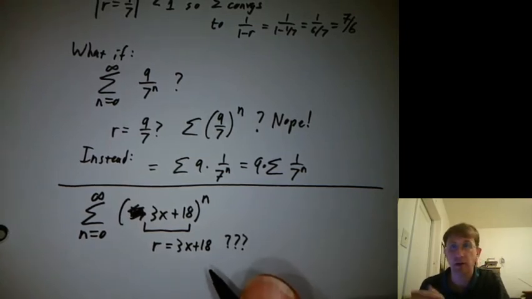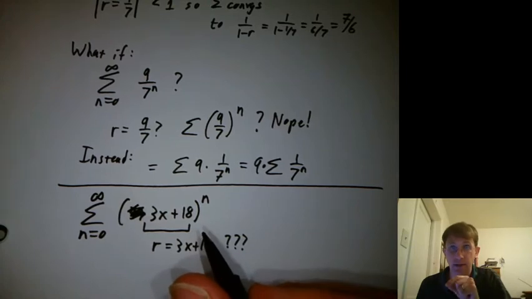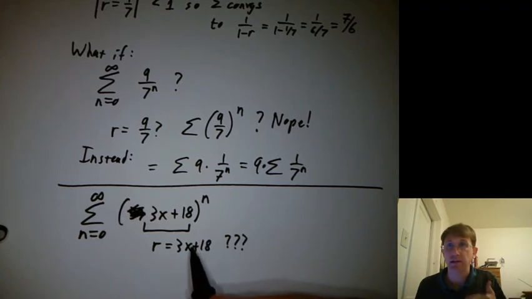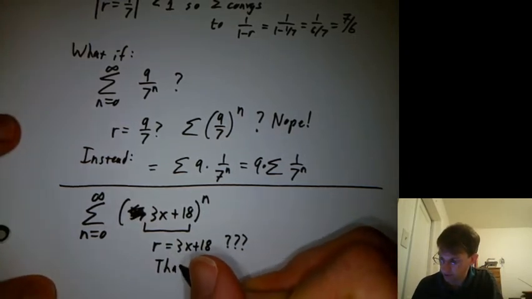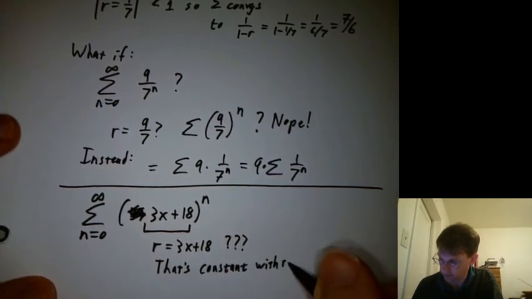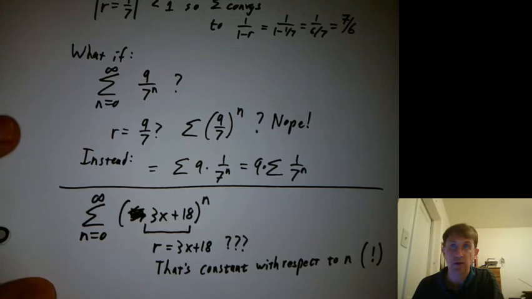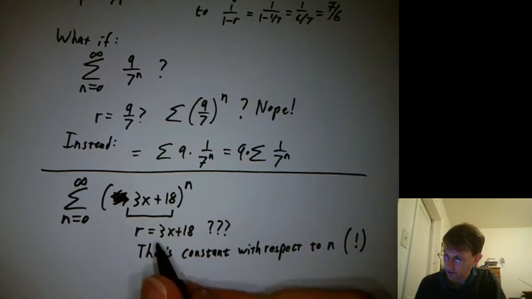Now I made the point earlier that r has to be constant. 3x plus 18 does not look constant because if you change x, it changes. But the key is r has to be constant with respect to n. If I just choose an x and do this sum for all different n's, the x is not changing from term to term, so r here is constant with respect to n. So it actually counts as geometric here. I'm going to put an exclamation mark there, but I don't mean n factorial, I mean wow. All right, so that's r.